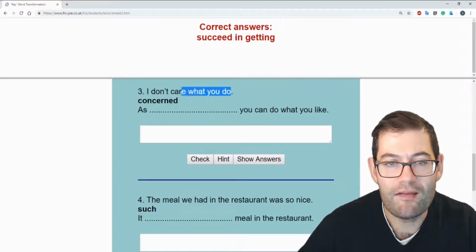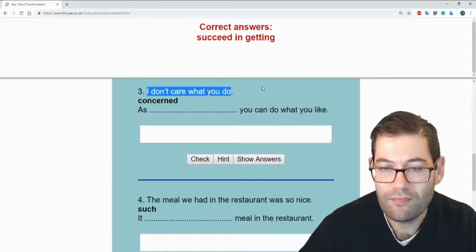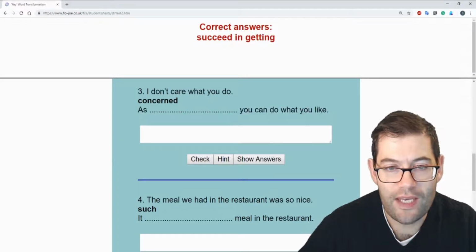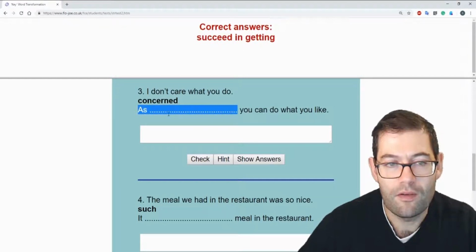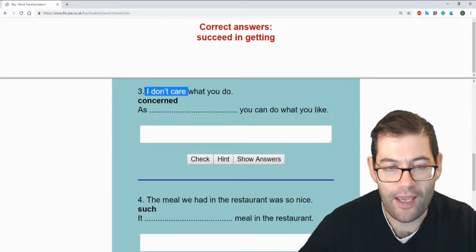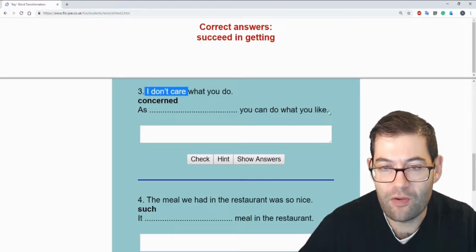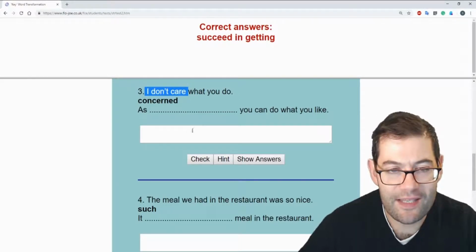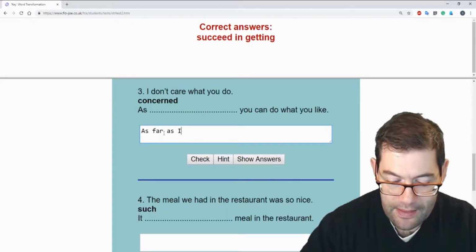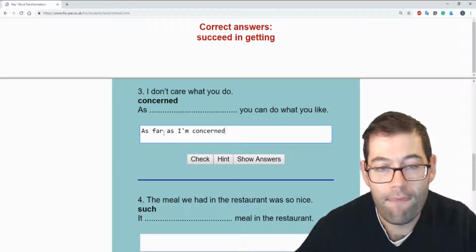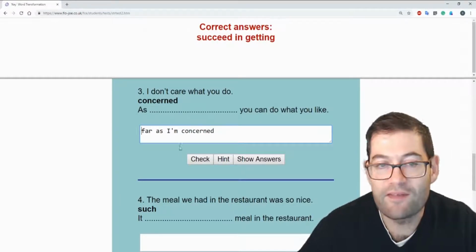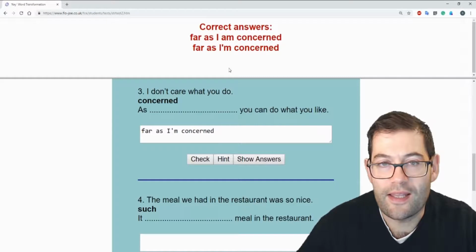Okay, for question number 3, I don't care what you do. And what we've got here is similar language but not the same. So we need to find an expression beginning with as, which means the same as I don't care. Because this bit here, you can do what you like, covers that same sentiment. So what expression do we need? As far as I'm concerned. Well, we can't say as, because that's already in the text. So what we've got here is far as I'm concerned. And there we go, that's our answer.